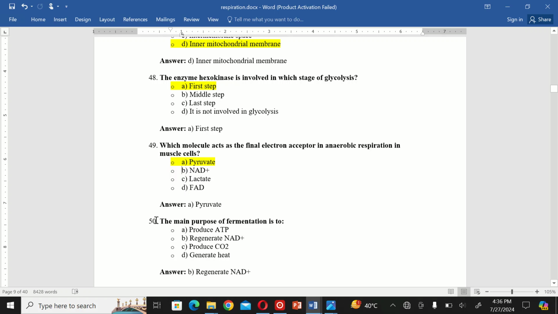The next MCQ is: the main purpose of fermentation is A. Produce ATP, B. Regenerate NAD plus, C. Produce CO2, and D. Generate heat. So the correct option is D. No, sorry, B. Regenerate NAD plus.